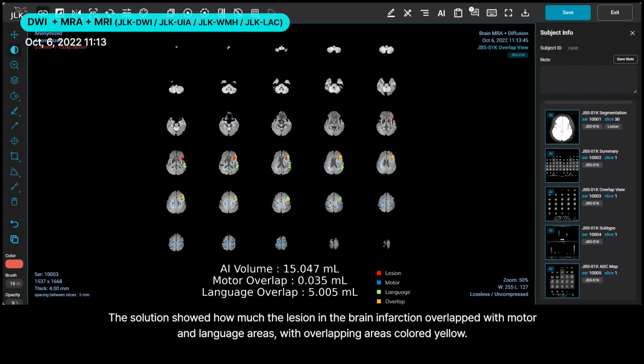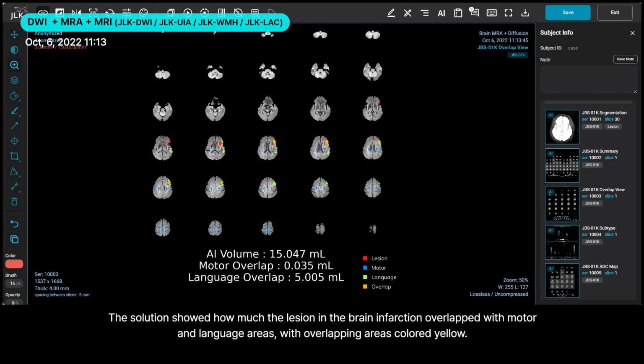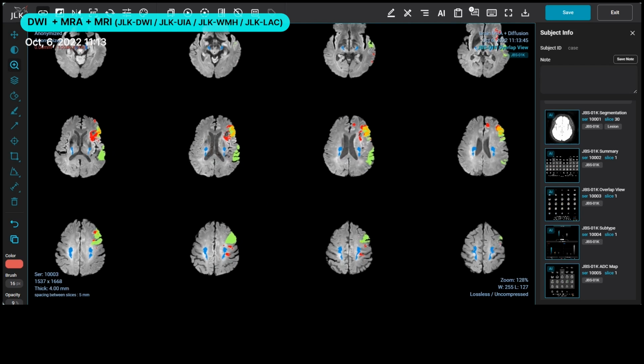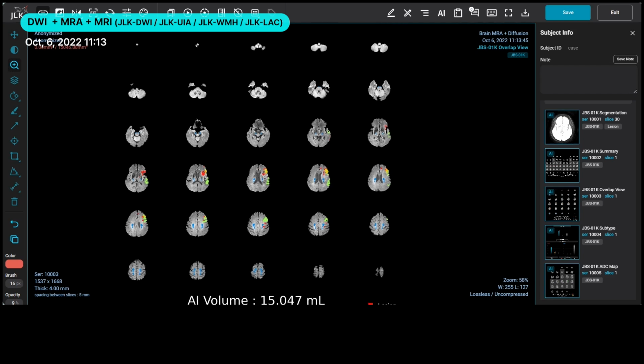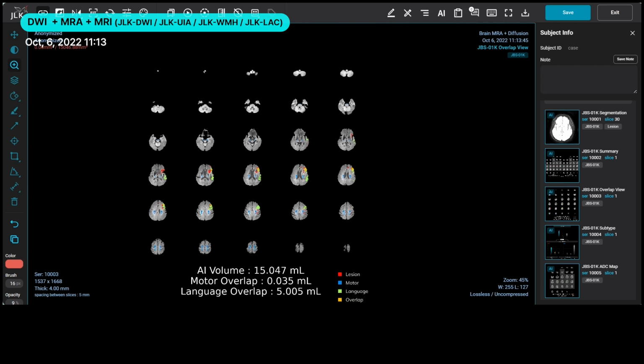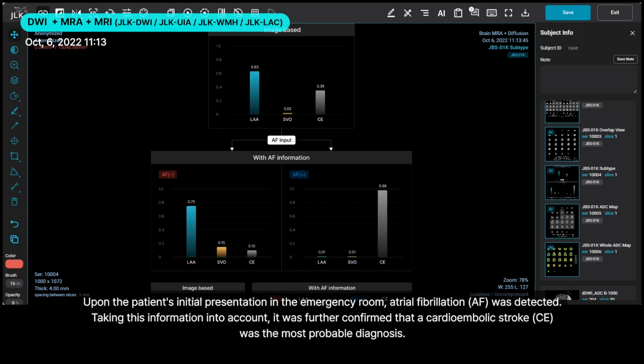The solution showed how much the lesion in the brain infarction overlapped with motor and language areas, with overlapping areas colored yellow. Upon the patient's initial presentation in the emergency room, atrial fibrillation was detected. Taking this information into account, it was further confirmed that a cardioembolic stroke was the most probable diagnosis.